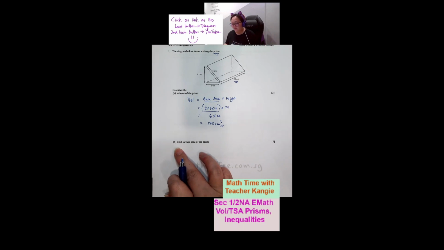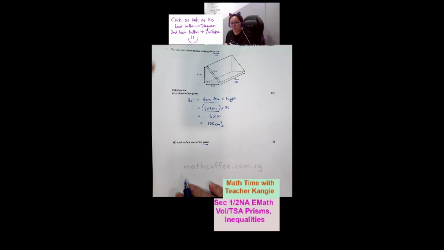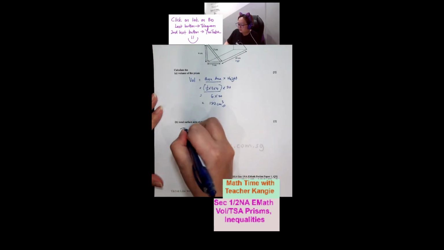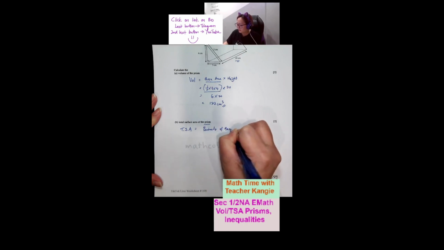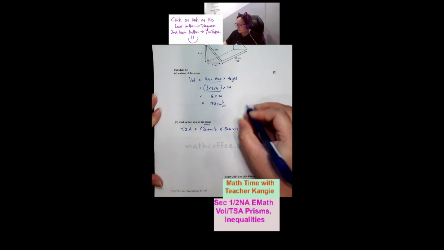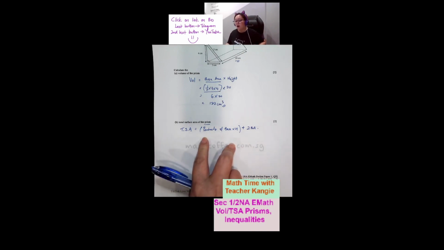Next, total surface area. A lot of students can get the volume, but they are always very confused with the total surface area. So please write down the formula for the total surface area of a prism. TSA is equal to the perimeter of base multiplied by height plus 2 base area. This is the formula to find the total surface area of a prism.